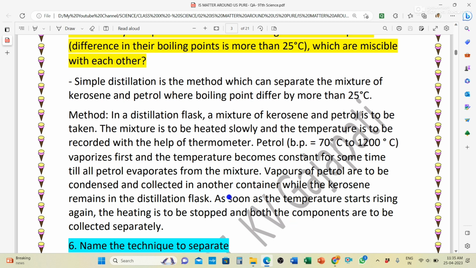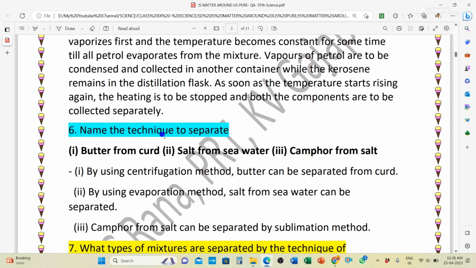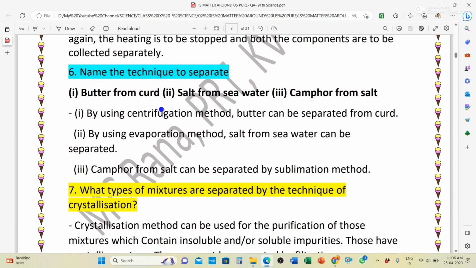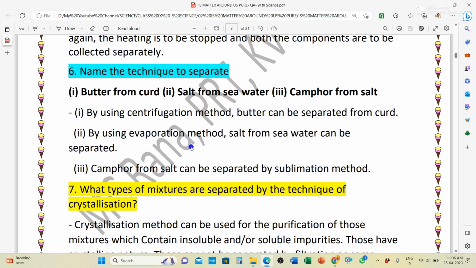Now, name the technique to separate butter from curd, salt from seawater, camphor from salt. So, by using the centrifugation method, we can separate butter from curd. And by using the evaporation method, we can separate salt from seawater. And by using the sublimation method, we can separate camphor from salt.